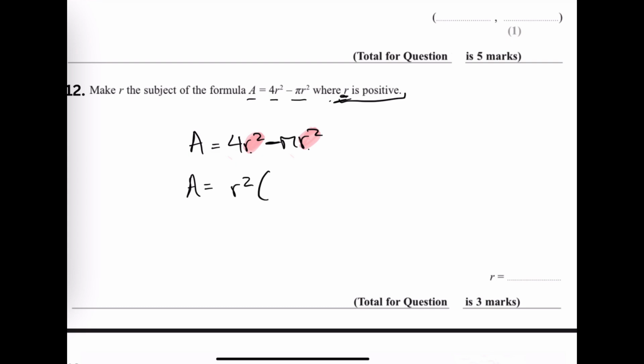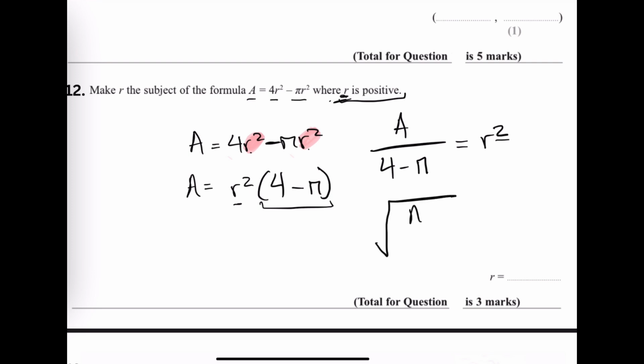It'll be r squared times 4 minus pi. So here already we made it 1. So now we can just move this whole thing to the other side since it contains no r. So it'll be a over 4 minus pi equals r squared. Now what you do with r squared is that you put a over 4 minus pi.